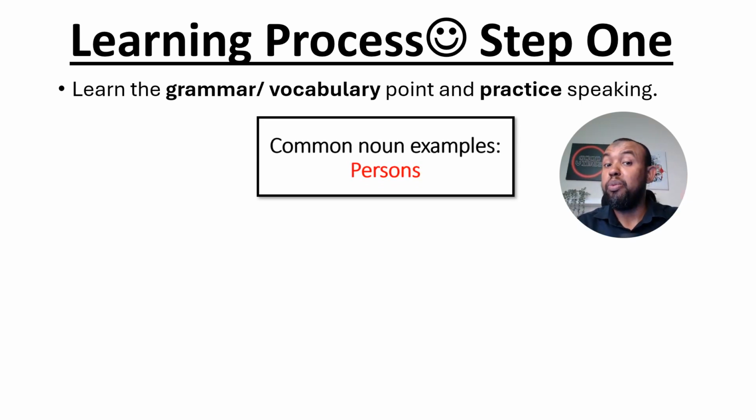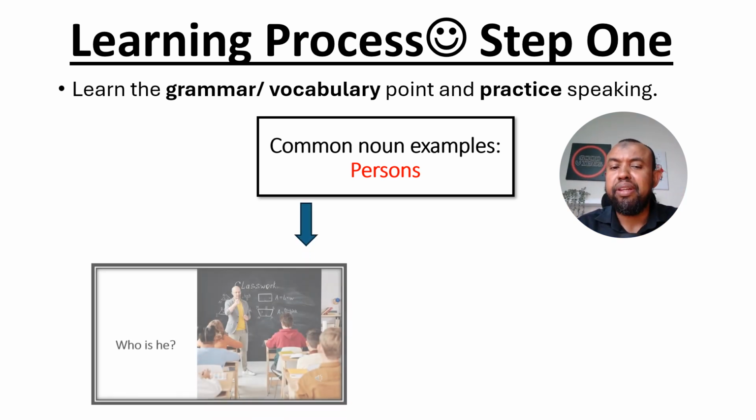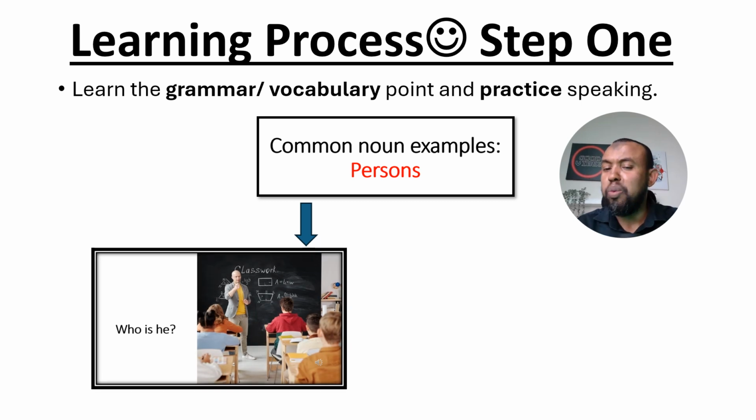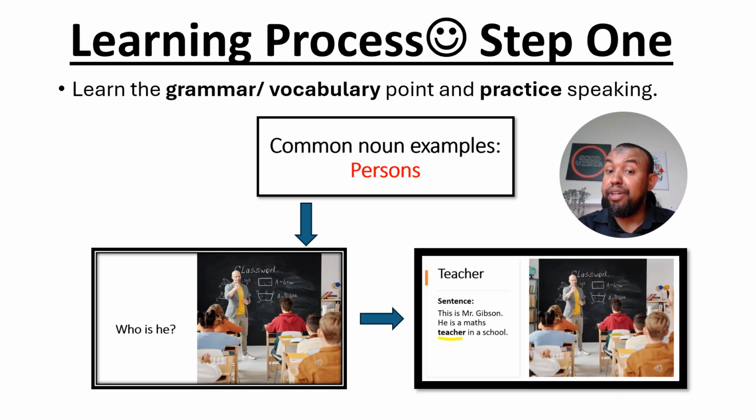Let's say, for example, we're learning something about common noun examples, something about people or persons. Then the next process would be showing you again a high quality picture and asking you a question. Who is he? So I want you to engage with your thinking process. Is he a teacher? Is he a student? Is he a professor? Is he a friend? Is he an uncle? And then I provide you the answer.